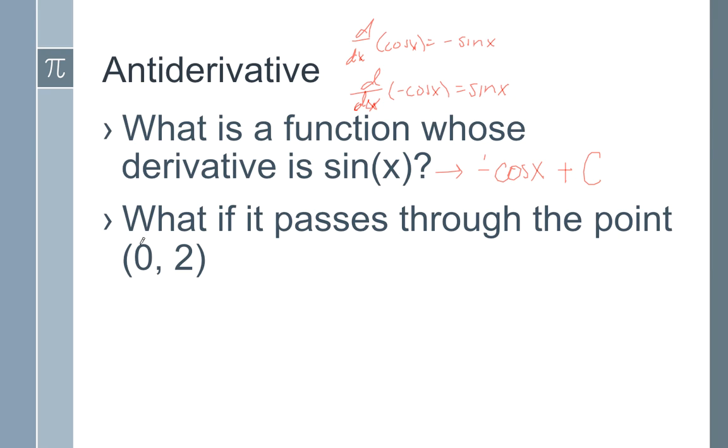We say, well, it should pass through the point 0, 2. So we're given the function f of x is equal to negative cosine of x plus c, and it has to pass through the point 0, 2. So my y value is 2. What we need to figure out is what is the c value in this particular problem. You have to remember that the cosine of 0 is 1.